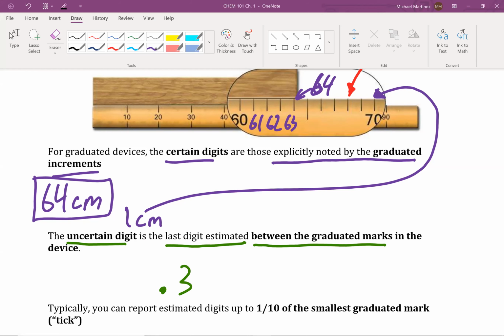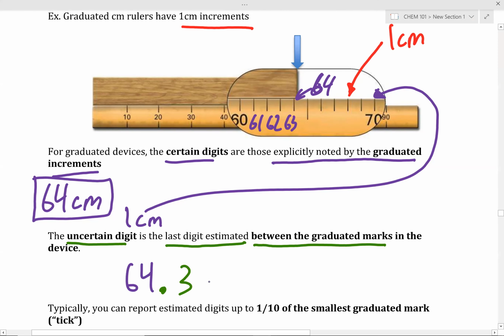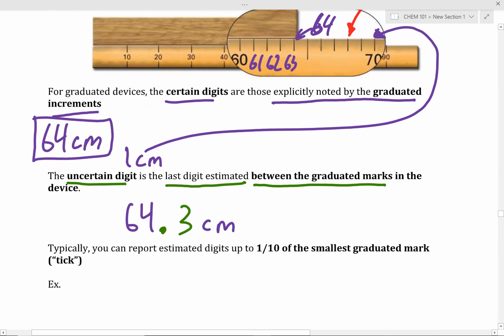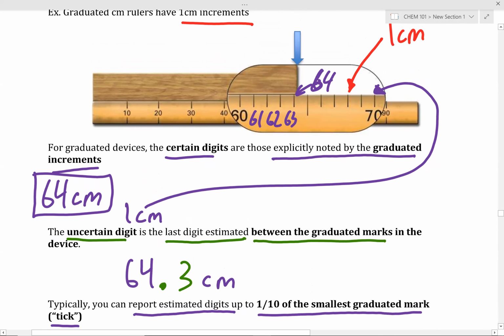We are estimating the length by looking at a smaller subdivision between the graduated marks. So in general, your estimated digit will be estimated to the place of 1/10 of the smallest graduated mark or tick. So let's talk a little bit about that rule. You can report estimated digits up to 1/10 of the smallest graduated mark, which I like to call a tick mark. So for example, in this ruler, what does each tick mark represent? What do each of those little graduated marks represent?